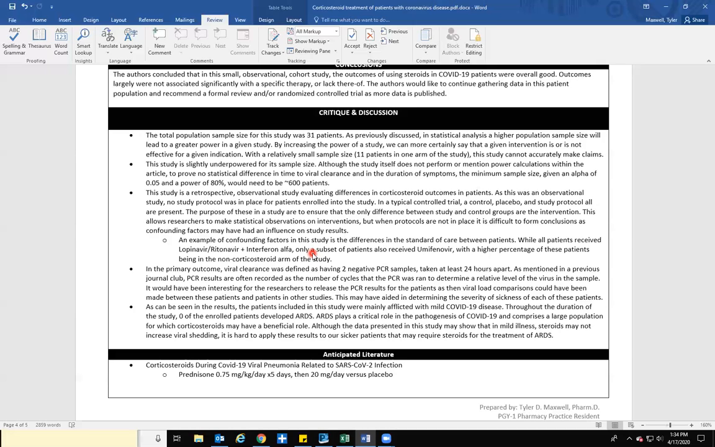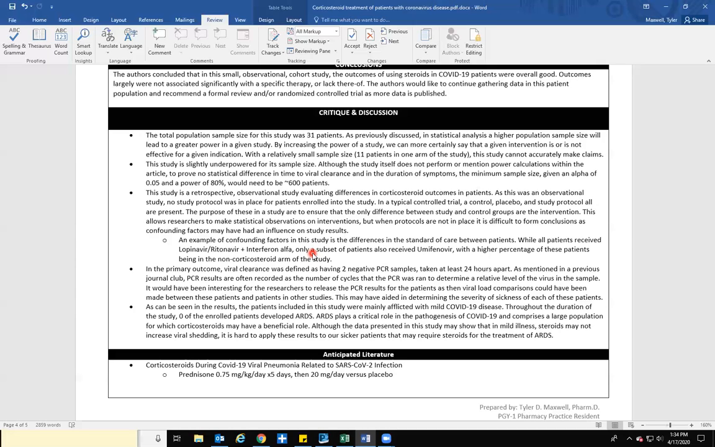So one of the examples that I see in this study is that there was a standard of care they did use in their patients, but even that standard of care was not the same. Some patients did receive umifenovir, and in fact, a higher percentage of the patients that did receive umifenovir actually ended up being in the non-corticosteroid arm of the study. And so because the treatments weren't the same except for the study drug between patients, it's pretty hard to make conclusions based on any of the results you do see.